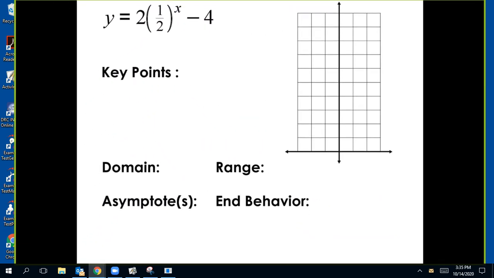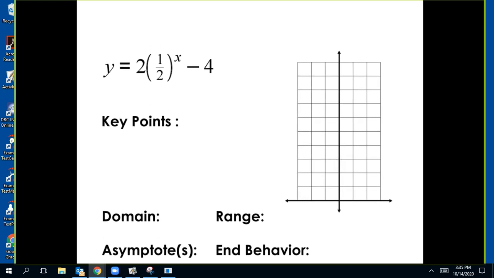Okay, so let's talk about what to do when we have some transformations happening. We're taking it all the way back to Unit 1. We have y equals 2 times 1/2 to the x, minus 4. So this is a vertical stretch by 2 and down 4. Remember, the base is 1/2. That is not a transformation.